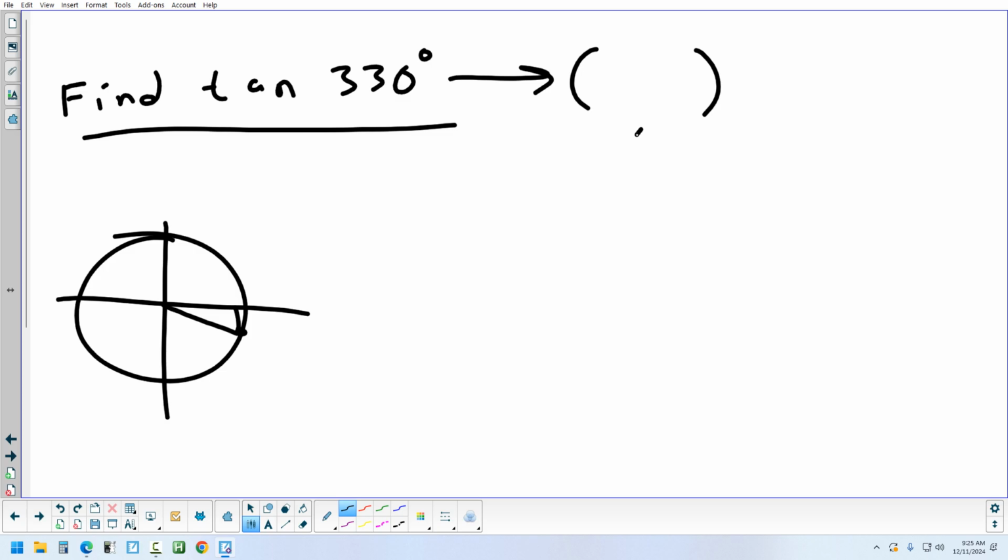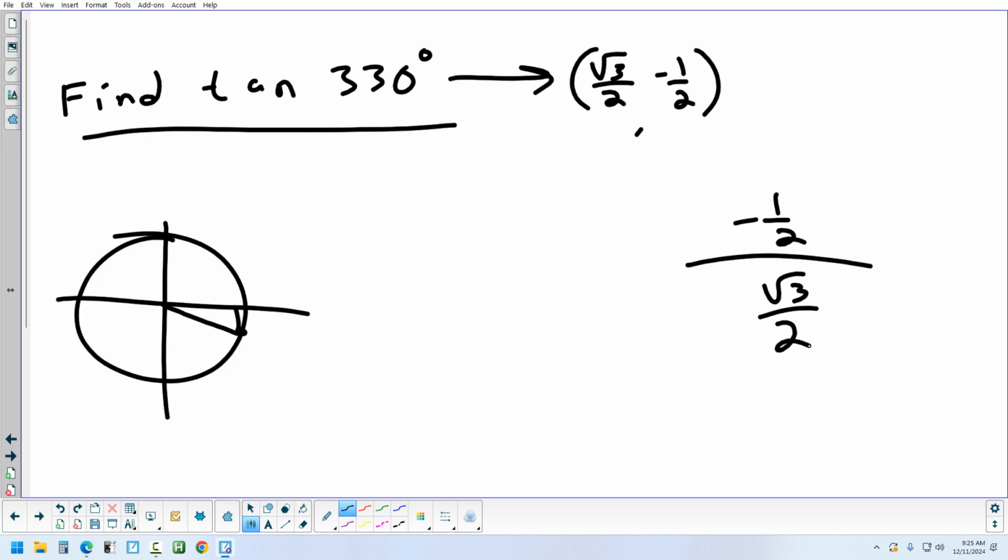Square root 3 over 2. Yep, square root 3 over 2. Negative 1/2. Okay. And now I'm looking for my tangent. So that's y divided by x. And we've seen that pattern come up before. 2's are gone. And when you reduce that and simplify it, what would you get for a final answer?